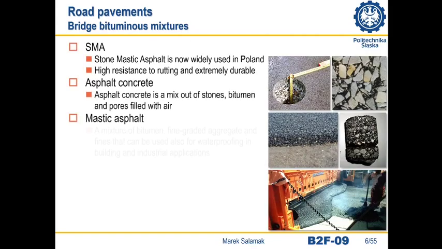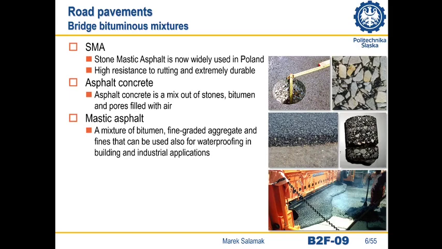Three types of bituminous surfaces are most commonly used on bridges. SMA, known as stone mastic asphalt, which is widely used in Poland. It has high resistance to rutting and is extremely durable. Next is asphalt concrete, which is a mix of stones, bitumen, and pores filled with air. And finally, mastic asphalt, made as a mixture of bitumen, fine aggregate, and fines, that can also be used for waterproofing and in industrial applications.